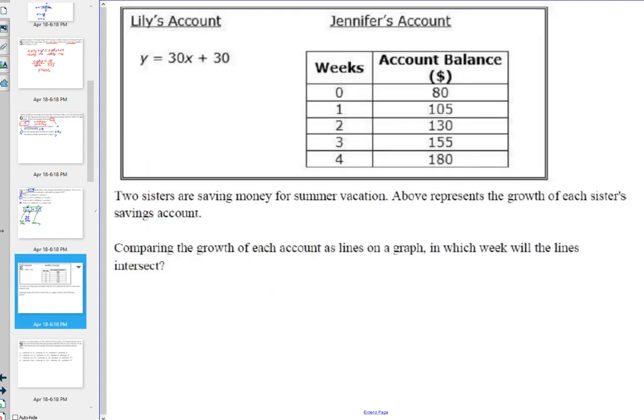2 sisters are saving money for a summer vacation. The above represents the growth of each sister's saving account, comparing the growth of each account as lines on a graph. In which week will the lines intersect? So we're looking for the break-even point.